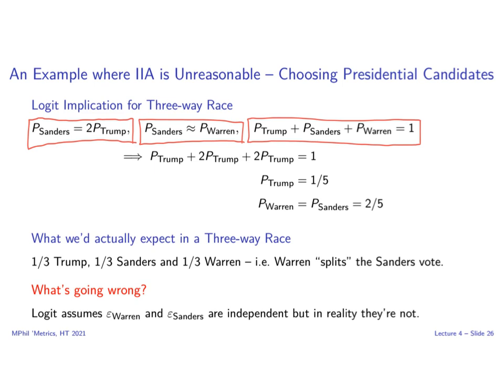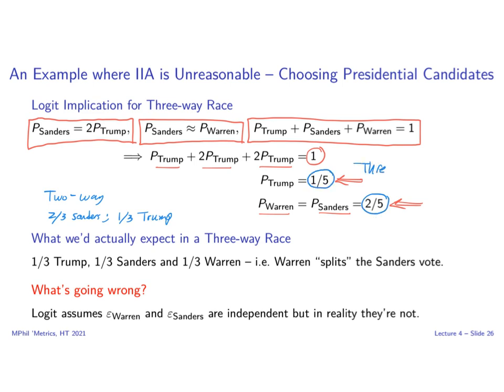Substituting the first two conditions into the third gives P Trump plus 2P Trump plus 2P Trump equals 1, and thus P Trump equals a fifth. And because the choice probabilities for Warren and Sanders are approximately equal, we have P Warren equals P Sanders equals 2/5. To summarize, in our two-way race, 2/3 of our voters preferred Sanders and a third preferred Trump. Under IIA, this implied that the same voters should break 2/5 for Sanders, 2/5 for Warren, and a fifth for Trump in a three-way race, given that Sanders and Warren are ideologically similar.